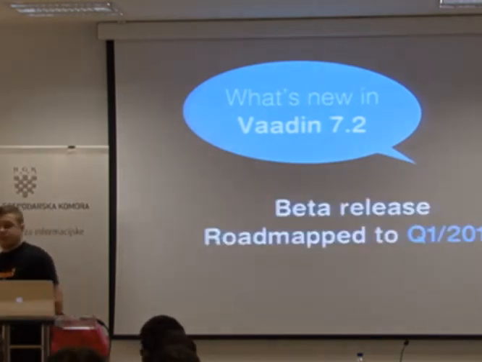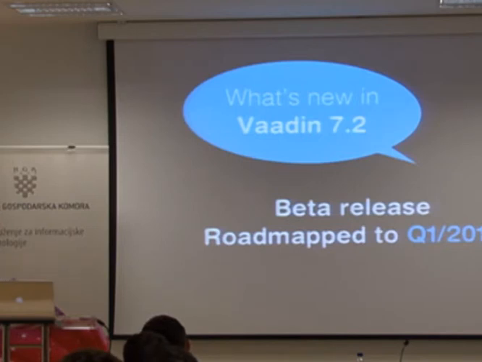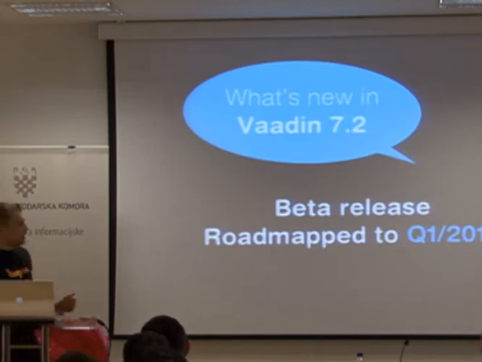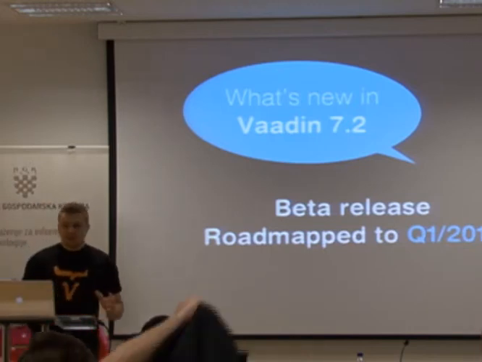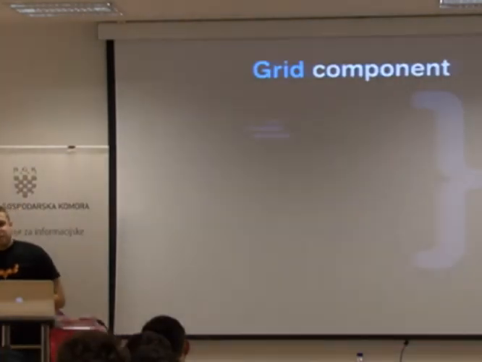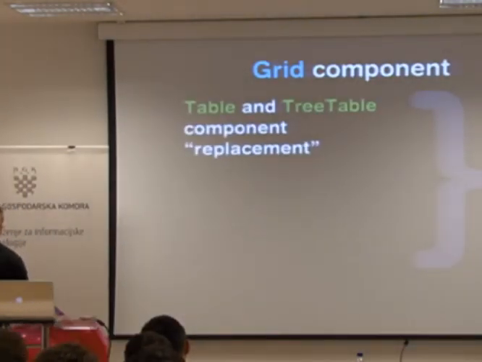I believe we are running out of time, 2 minutes. So really quickly, a few new features of Vaadin 7.2. There is an officially roadmapped date that the beta release should be out within Q1, but they specifically said to me not to make any promises. So I'm not making any promises.